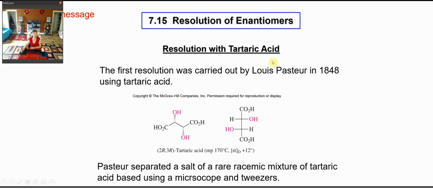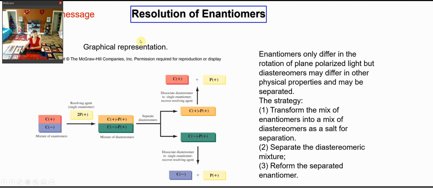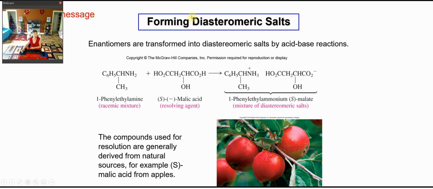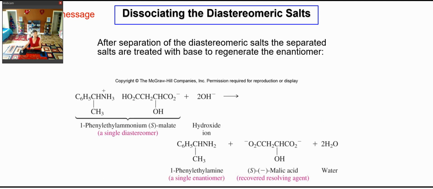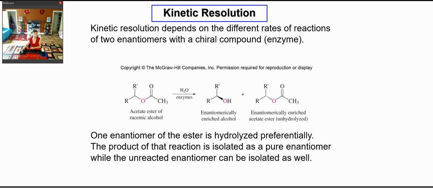And also related to the resolution of enantiomers. About 1848, there was a very famous scientist, Louis Pasteur. He is the person who carried out the first resolution using tartaric acid. Using a microscope and a tweezer, he figured out the different structures of the 2R,3R, 2S,3S, 2R,3S, 2S,3R, different mixtures of the isomers. And then you have a little more about the resolution of some isomers. Followed by a couple more slides, I will leave it for everybody for further study.